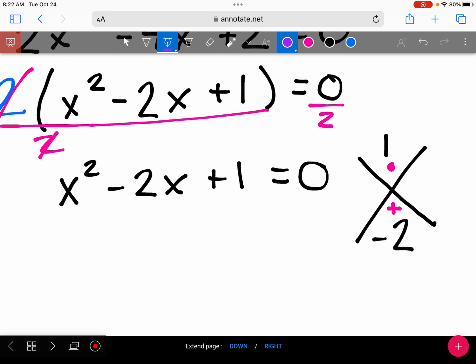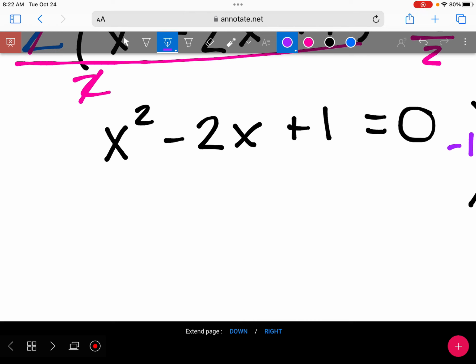What multiplies to make 1? 1 and 1. And since we're adding to be negative 2, they're both negative. So this is actually a perfect square trinomial. This is my x minus 1 squared, or x minus 1 times x minus 1.